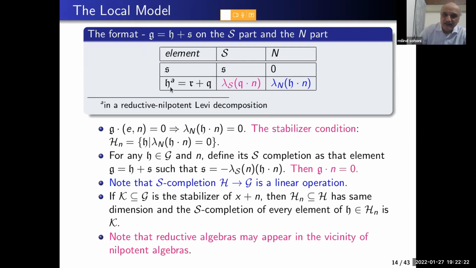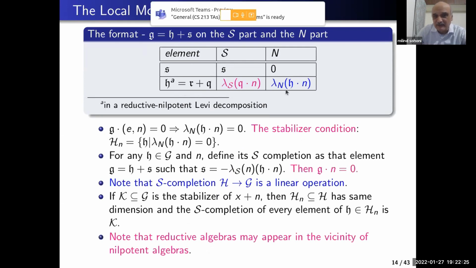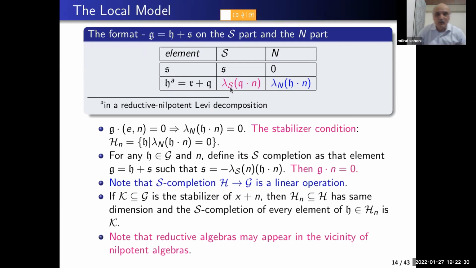While the H part, we will see if it has a Levi decomposition R plus Q, then it acts on the vertical part, and it has a horizontal component, which we will see later depends not on H, but in fact on the nilpotent part of H. So really, it is in that sense this action is block lower triangular, right? While in the Luna case, this Q would be 0, and it would just be a block diagonal matrix where the S part will act on the S part and the H part will act on the N part, and we have those happy stabilizer conditions.